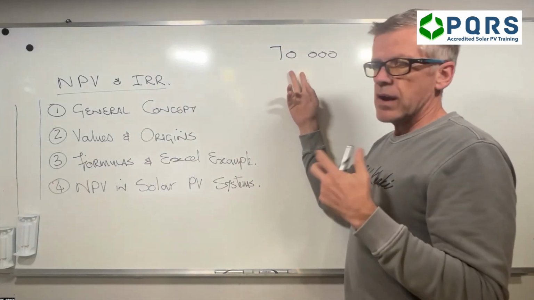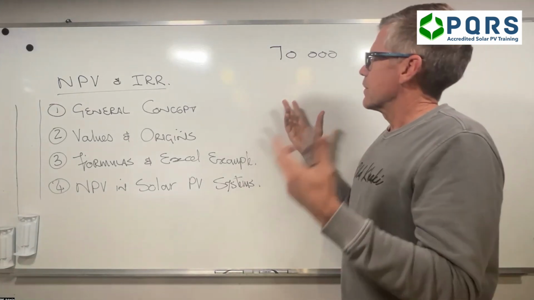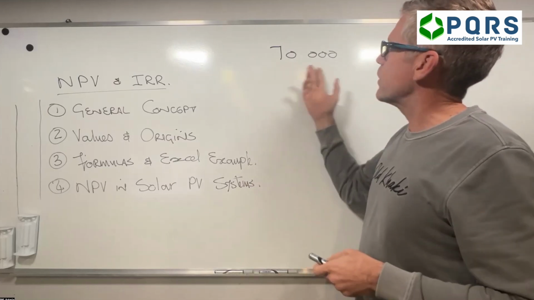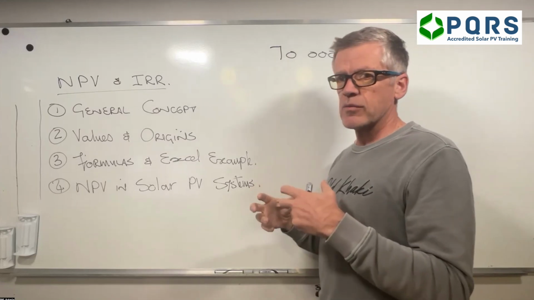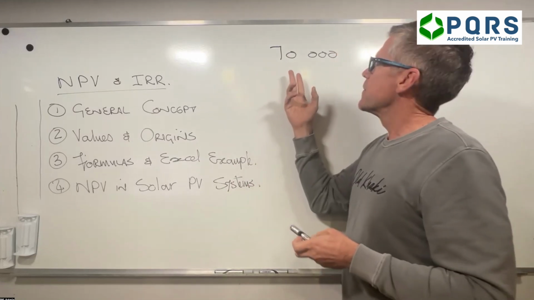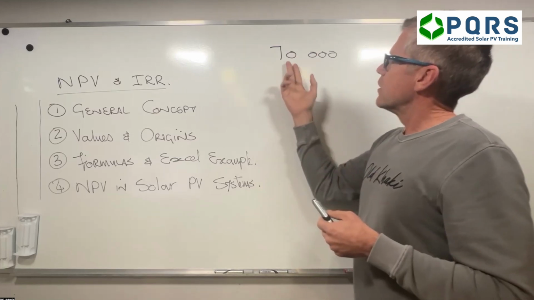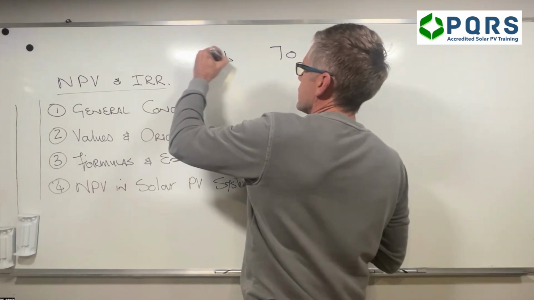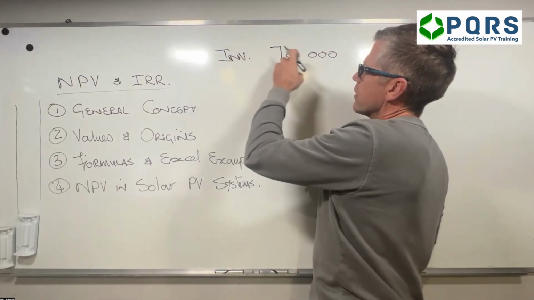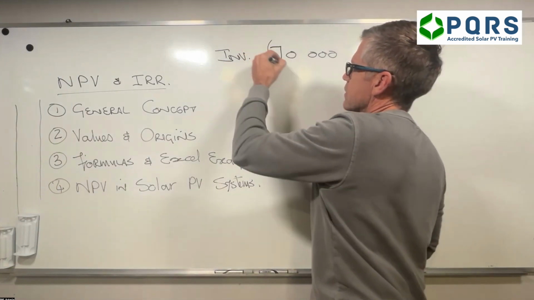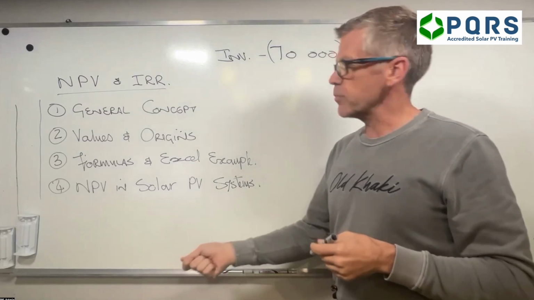It could be rand, rupees, kwacha, dollar, could be yen, could be any kind of currency. I don't want to specify currencies. We've got guys from all over the world looking at these videos, so I want to try and keep it currency neutral. So you've got an investment of 70,000. You guys can just add your own currency to that. But you've got an investment of 70,000. That is a negative amount because it's money that's leaving your pocket or leaving your account.